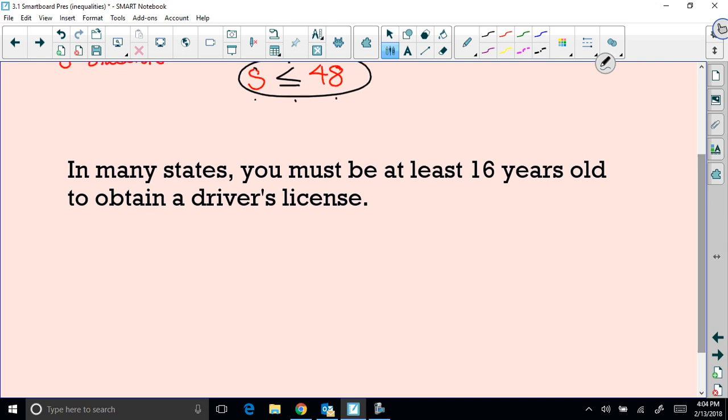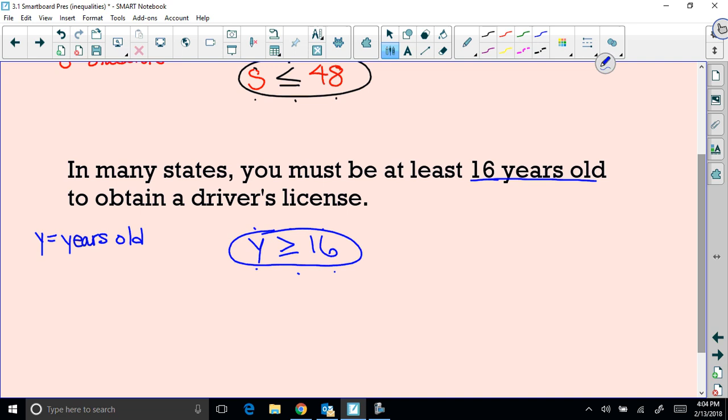So my next one, in many states, you must be at least 16 years old to obtain a driver's license. So we're talking about 16, which represents years old. Okay, so I'm going to put my Y for years old. And once again, I'm going to write my variable first. My numerical value, which is 16, will come next. So the question is, can my years be more than 16? Can my years be less than 16? And I need to be older than 16, right, to drive, or I can be equal to 16 to drive. Okay?